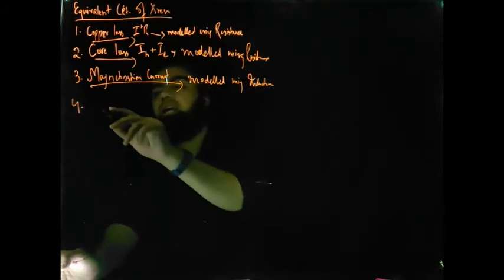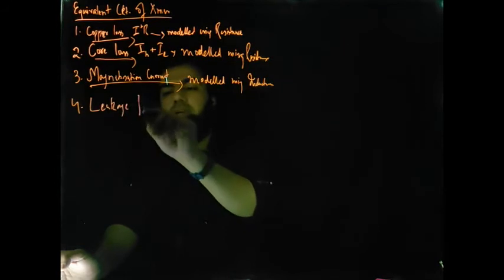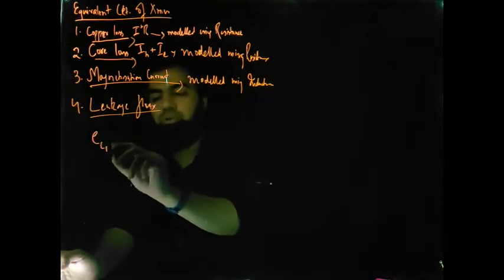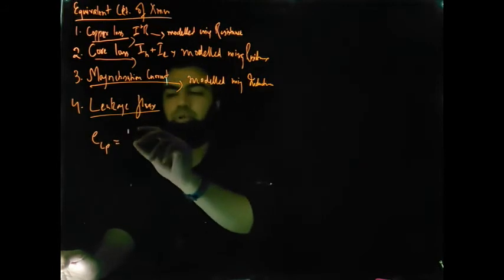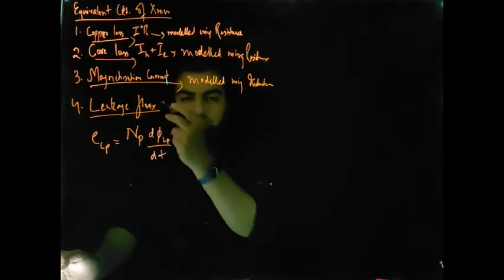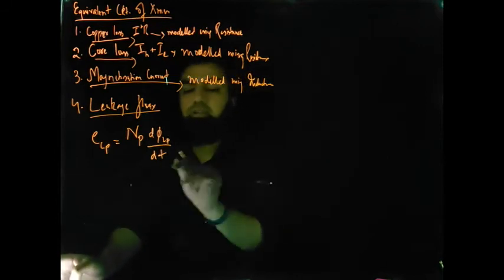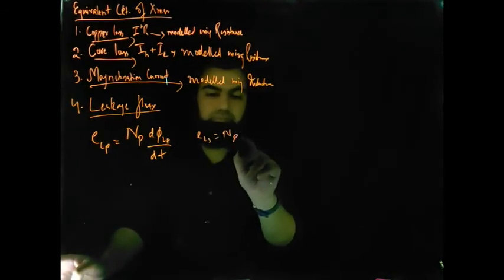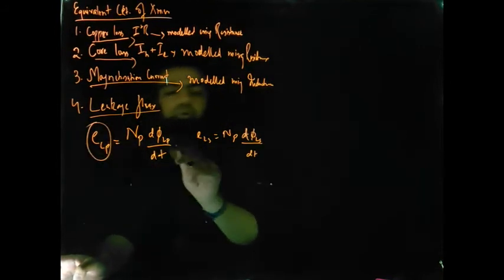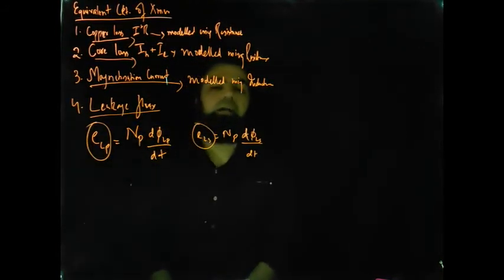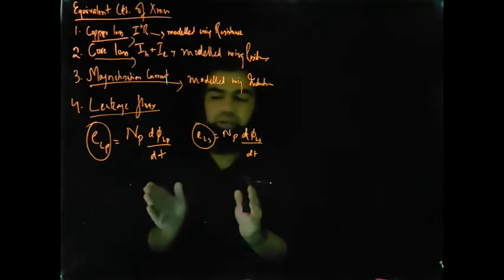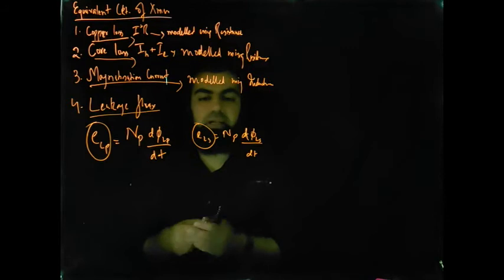Fourthly, we need to take care of the leakage flux. We saw in the last session that the leakage flux contributes to losses in both the primary winding and the secondary winding. So you have primary winding leakage loss and secondary winding leakage loss. That is responsible for ELP and ELS. You have ELP equal to NP d phi LP by dt and ELS equal to NS d phi LS by dt. So how to model them?